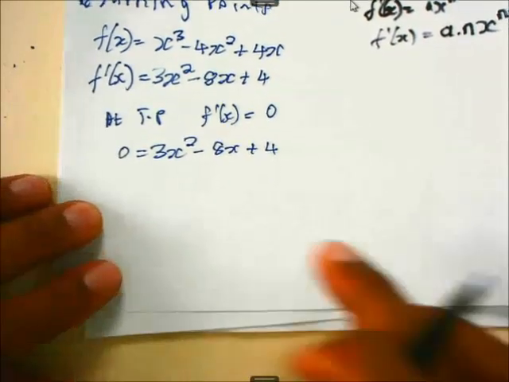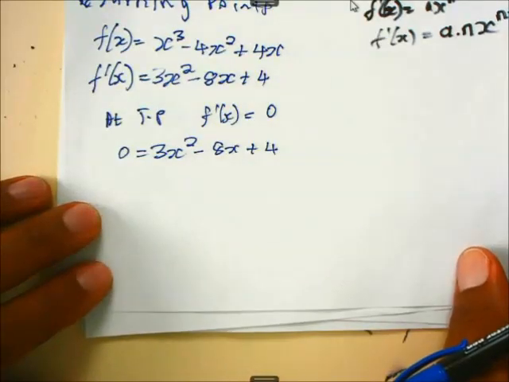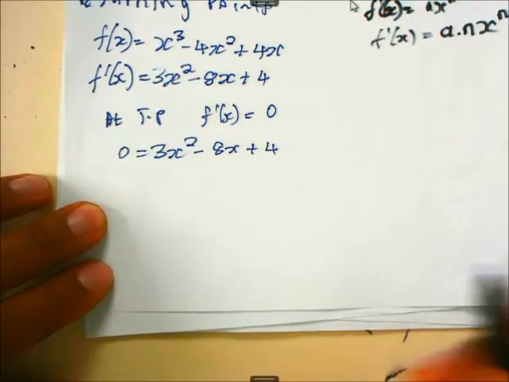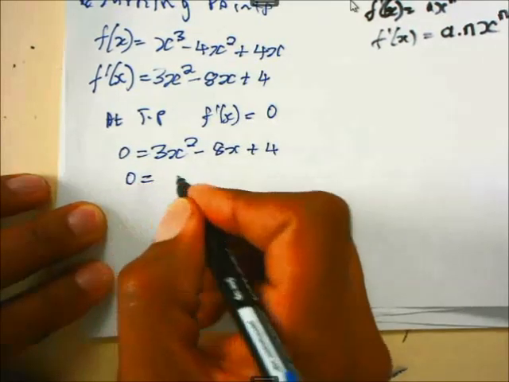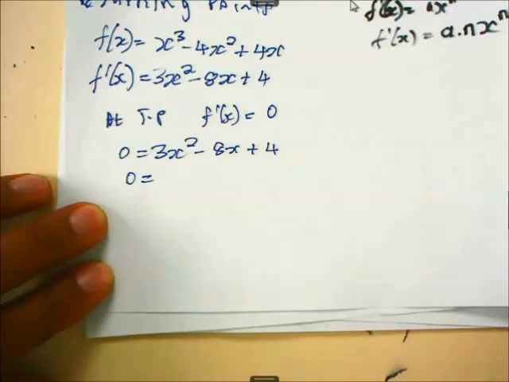Good. Now, what type of equation is this one now? That is a quadratic equation. Do you know how to solve the quadratic equation? Yes, of course. First of all, we look at the common factor. You look at the factors. If no factors, then we can use the quadratic formula.